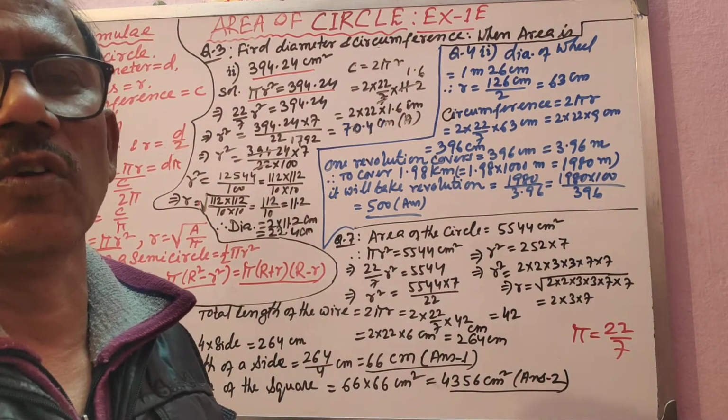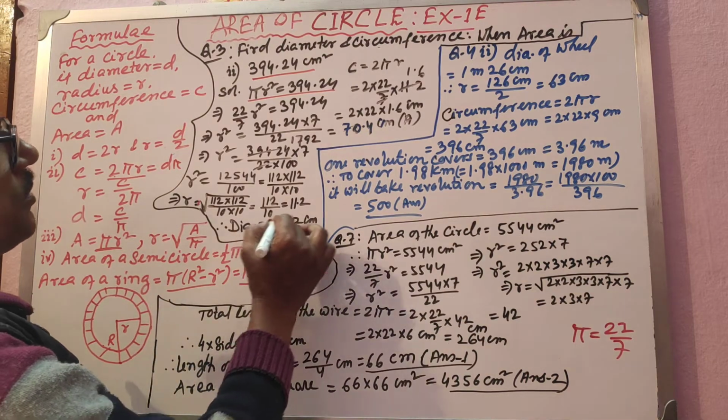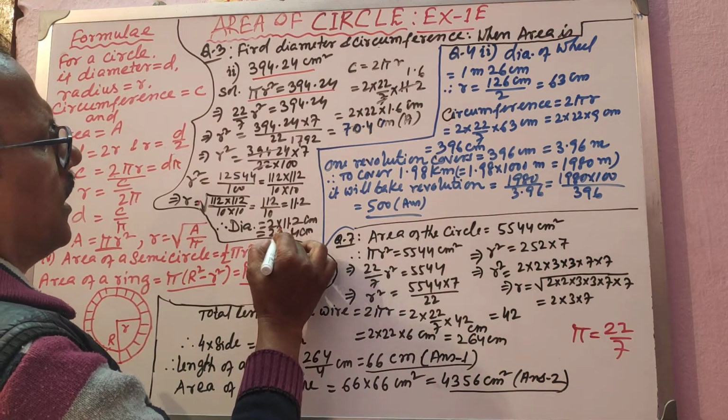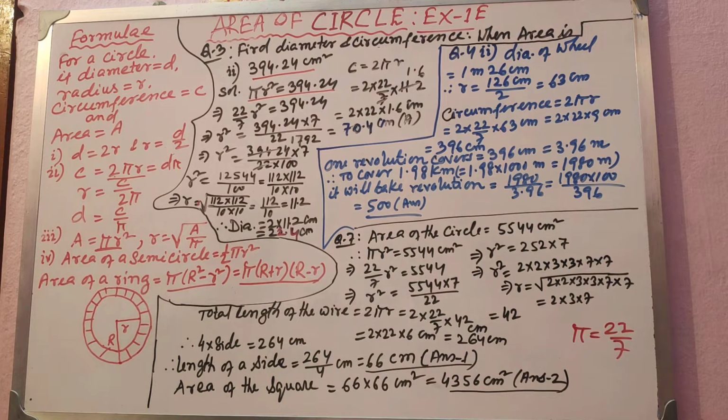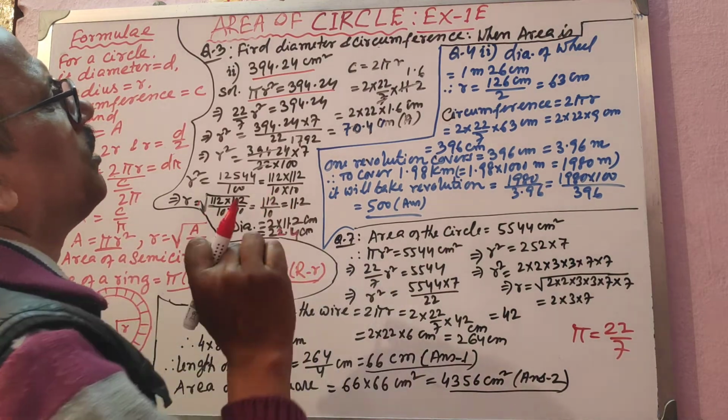Definitely the diameter will be 2 into radius. So the diameter will be 2 into 11.2, that is 22.4 centimeter. Now you got the radius. You need to find what?